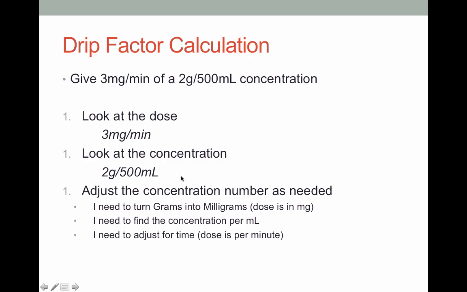Second thing I'm going to do is take this concentration number and find the concentration per 1 milliliter. So just like we did before in our other infusion calculation, I want to find how many milligrams of this medication, this lidocaine, is in just 1 milliliter of fluid. And then lastly, for this bag, I'm going to be adjusting for time because the dose is per minute. I've got 3 milligrams per minute that I'm infusing. If it was 3 milligrams per hour, I would not need to adjust for time. But because we have minutes, I need to adjust for that, which you'll see in just a second here.